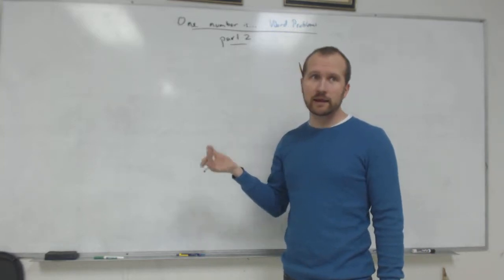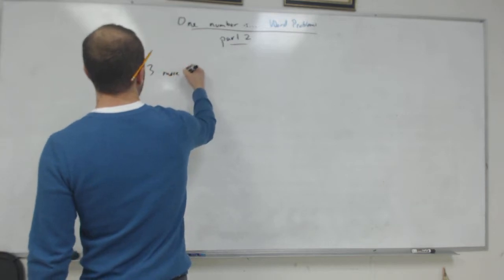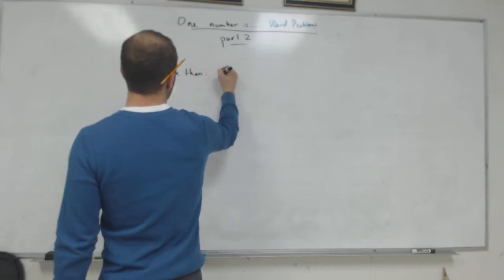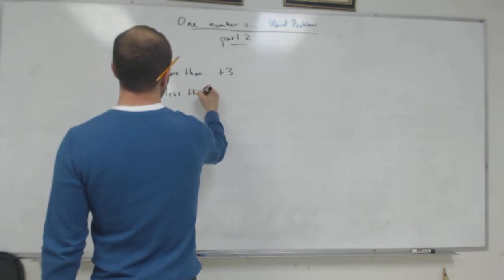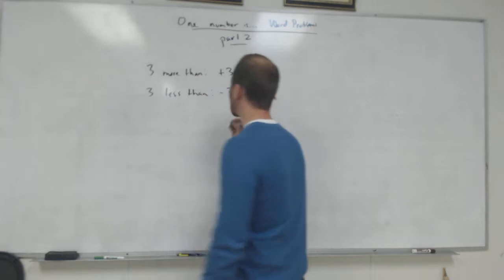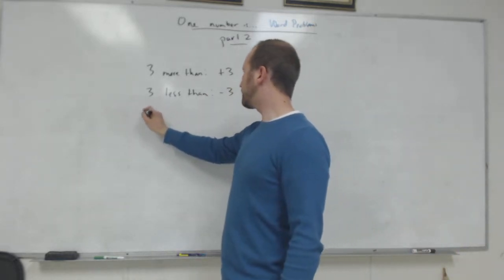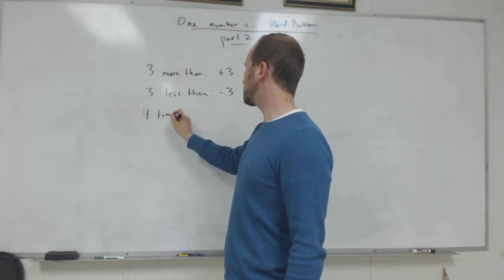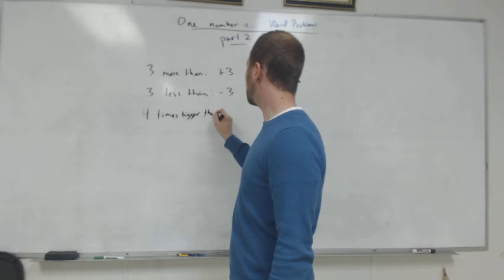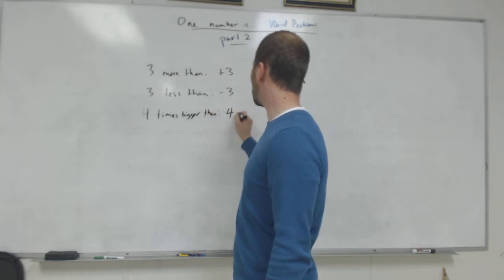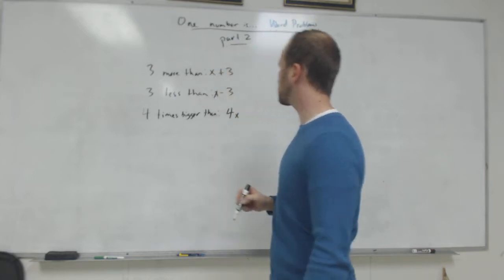Last time we looked at things like this, right? If it said 3 more than, we did plus 3. If it said 3 less than, we did minus 3. If it said 4 times bigger than, we would do 4x. I'm going to actually write these as x plus 3 or x minus 3.